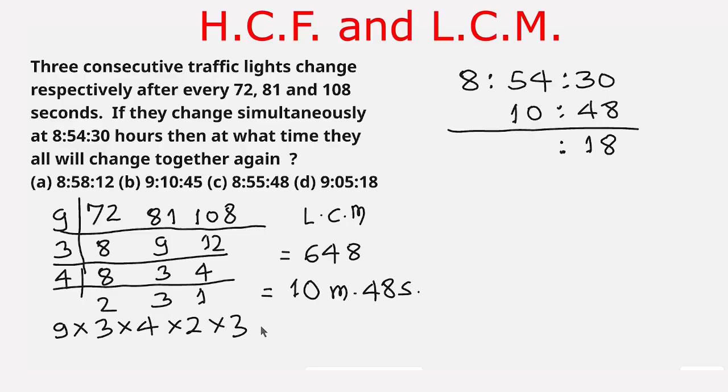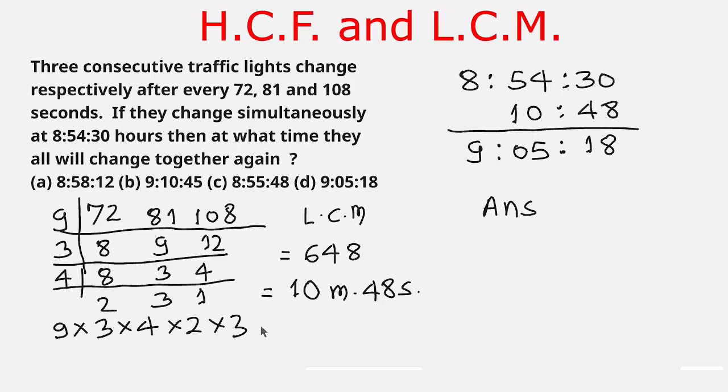55 plus 10 is 65. 65 minutes is 1 hour and 5 minutes. So we write 5 minutes and carry 1 hour. Now we add 1 hour to 8 hours. So 8 plus 1 is 9 hours. So our time becomes 9 hours, 5 minutes and 18 seconds.